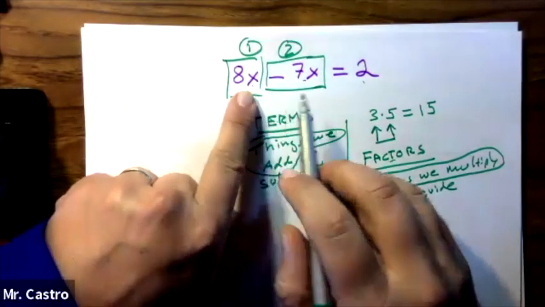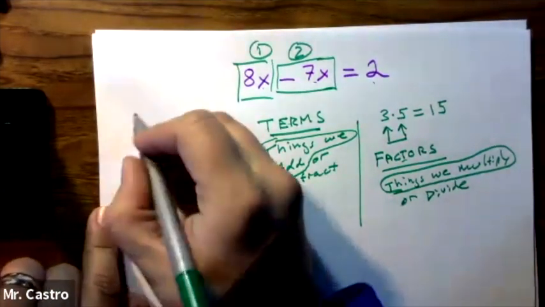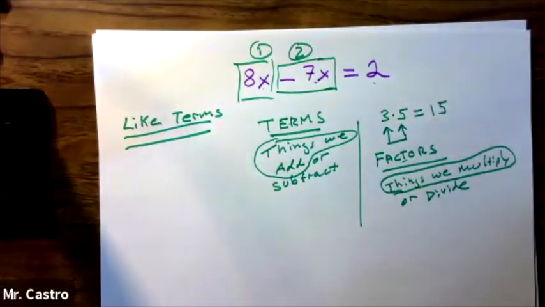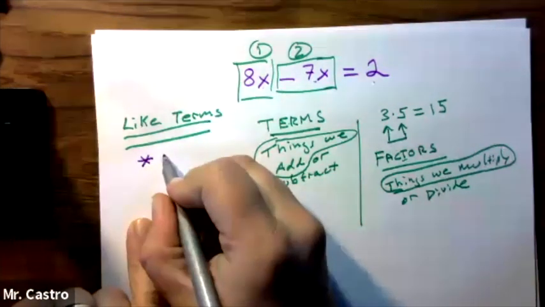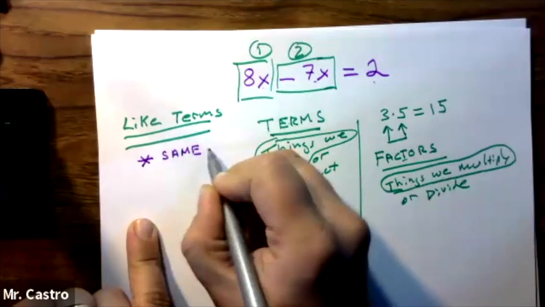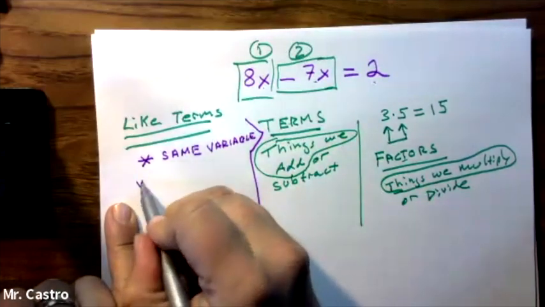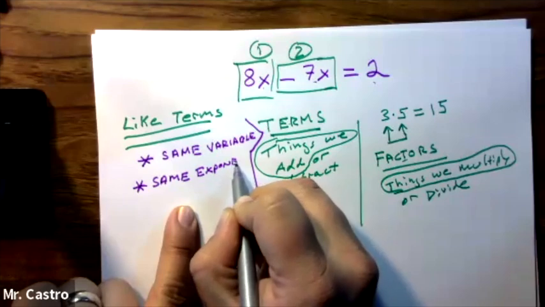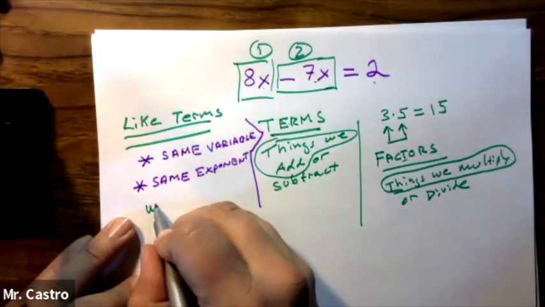So here we are adding and we're subtracting the 8x and the 7x, so those are terms. Now we can combine things that are called like terms. This is another thing that you need to write down. Like terms. Write that down on your paper. What are like terms? Like terms are the same variable and the same exponent. Same variable, same exponent. And why do we care if terms are like or not? Because if they are like terms, then we can combine them.